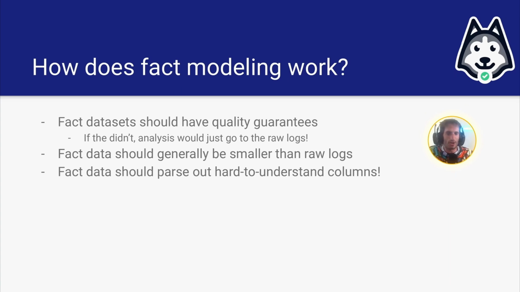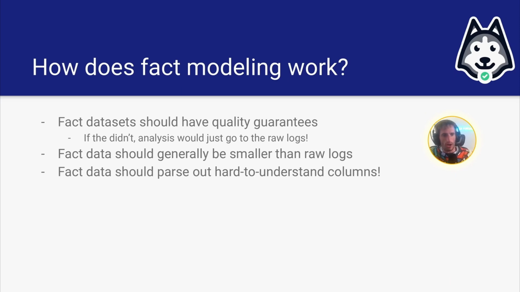And fact data should parse out hard to understand columns. A lot of the times the software engineers will pass you a column that is a string, but it's actually a JSON string that's just a blob of nastiness, and it's really hard to even query it. And so fact data should not have very many of those. Fact data should, for the most part, just be strings and integers and decimal numbers and enumerations, and it shouldn't really have as many of those complex data types.